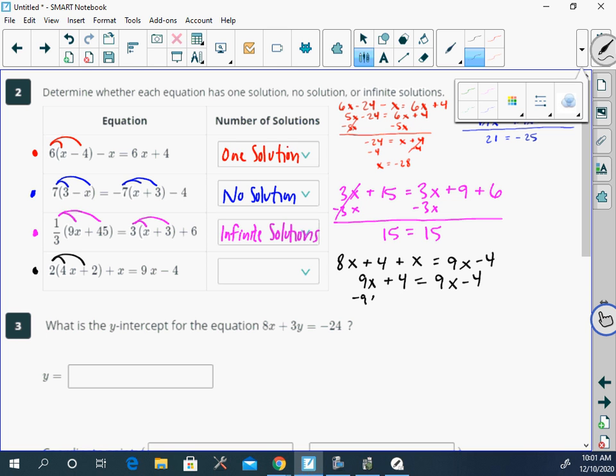And I've got that 9x on both sides. So if I subtract 9x from both sides, we want to see what we get because the x's will cancel. I have a 4 equals a negative 4. That doesn't make any sense. That's never going to be true. No solution.